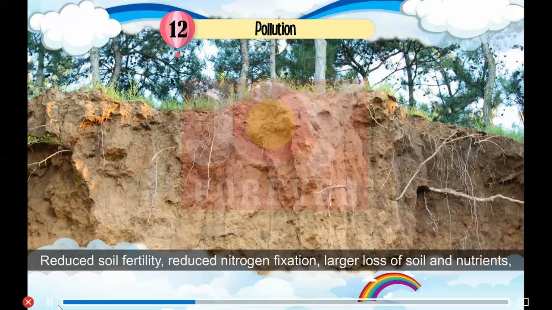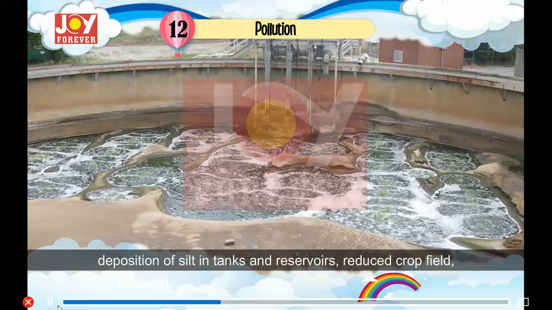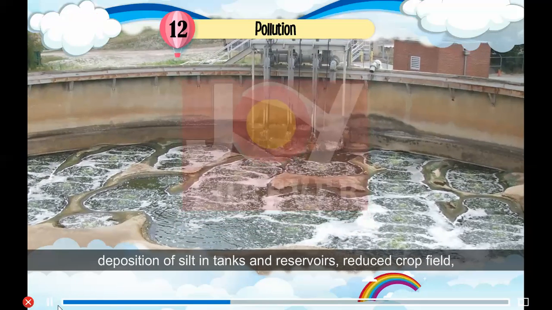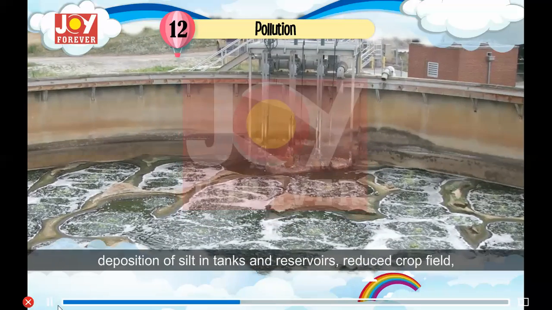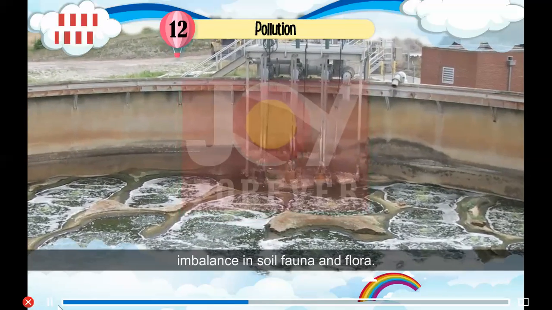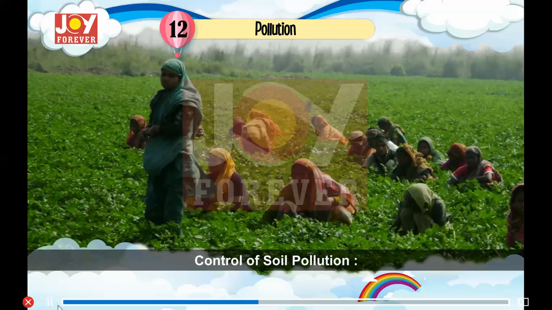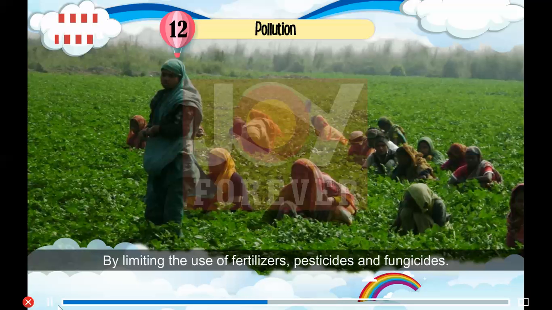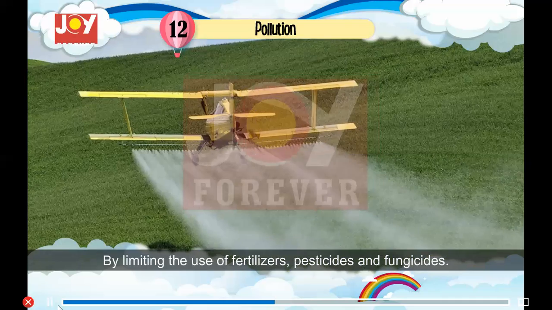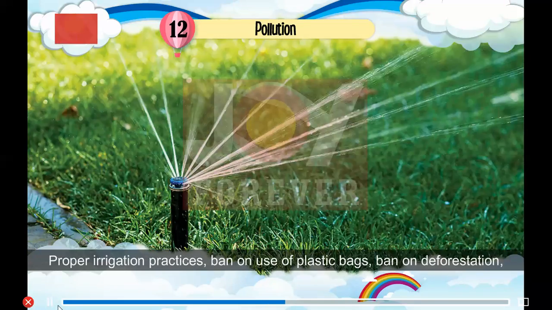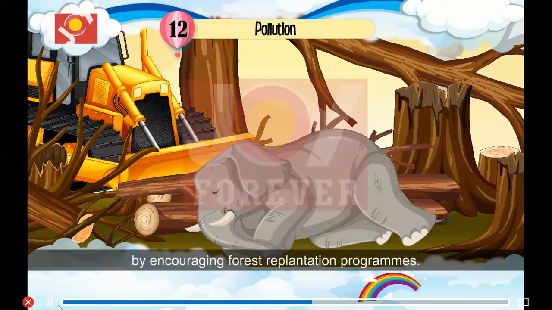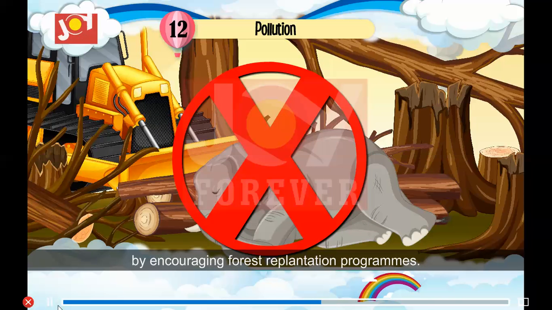Effects: reduced soil fertility, reduced nitrogen fixation, larger loss of soil and nutrients, deposition of silt in tanks and reservoirs, reduced crop yield, imbalance in soil fauna and flora. Control of soil pollution. By limiting the use of fertilizers, pesticides, and fungicides, proper irrigation practices, ban on use of plastic bags, ban on deforestation by encouraging forest replantation programs.